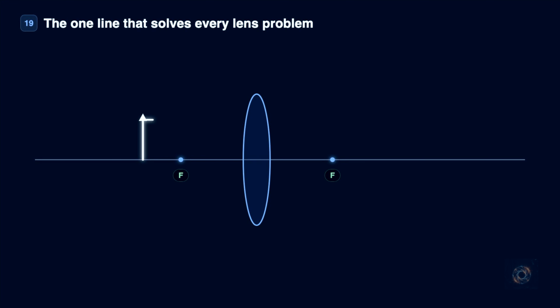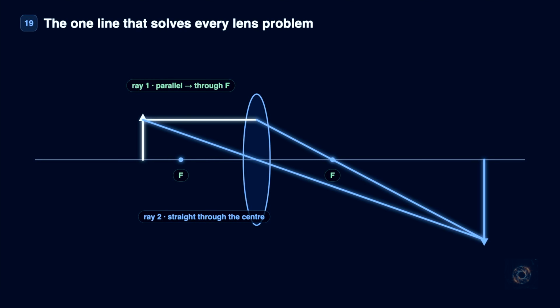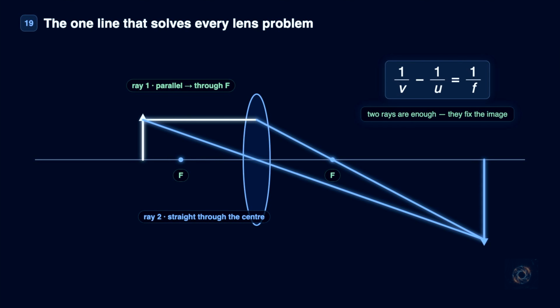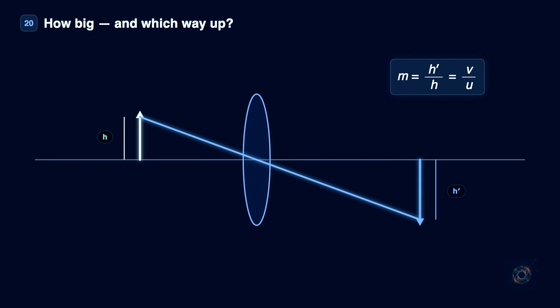Once you know the focal length, the lens itself obeys the simplest rule of all. 1 over v minus 1 over u equals 1 over f. This single line solves almost every lens problem you'll meet. And to find how big the image is, magnification equals image height over object height, which also equals v over u. Positive or negative tells you upright or inverted.